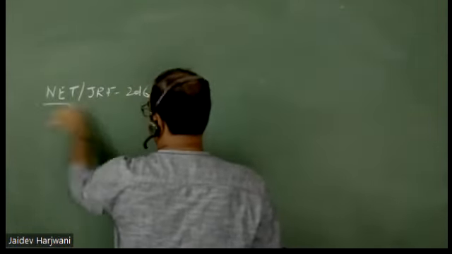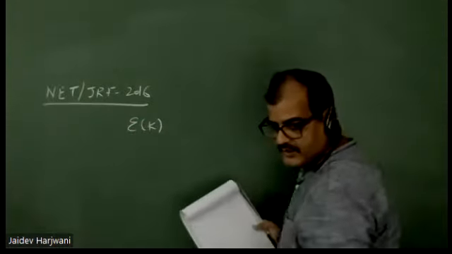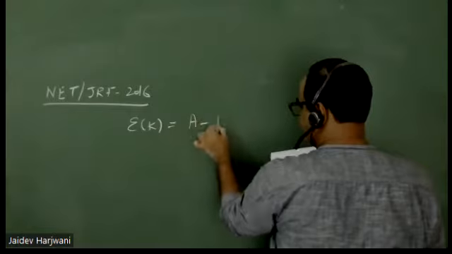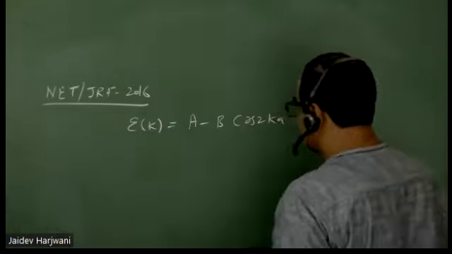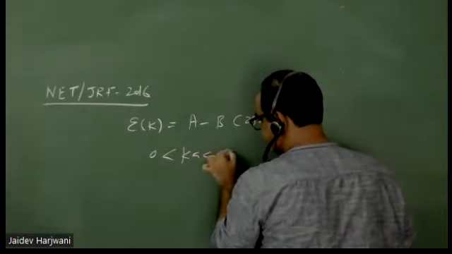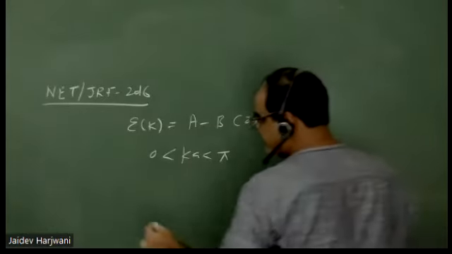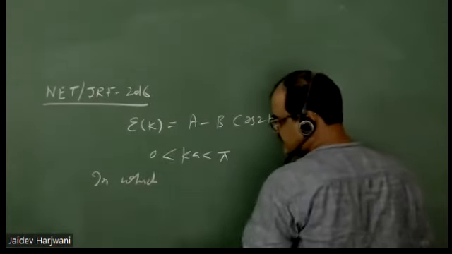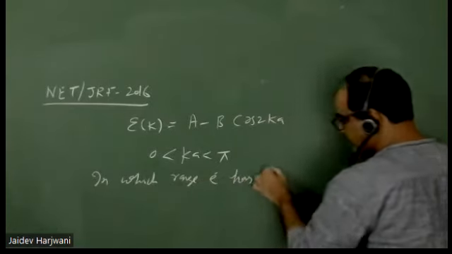Okay, so what they're asking, they have given this E-k relation. E(k) is equal to A minus B cos 2ka, and they say this ka varies from 0 to pi. Now, in which range does the electron have hole-like behavior?